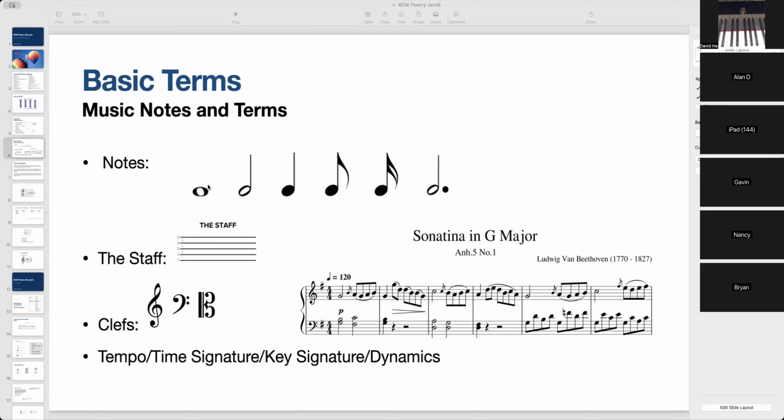Note. That's a whole note, that's a half note, and then quarter, a 32nd, and then dotted half. Okay, they are different. You have to recognize them.